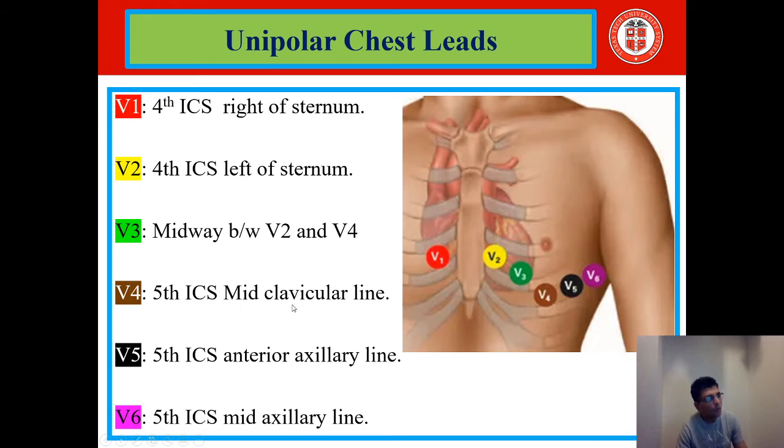Then we will put V4. We will not place V3 before V4. And V4 is in the 5th intercostal space on the mid-clavicular line. This place is pretty similar to the location of the mitral or the bicuspid valve, if you remember from the auscultation of heart sounds. 5th intercostal space, mid-clavicular line, and here you go for lead V4. Now we have V1, V2, and V4, and please put V3 just in the middle of V2 and V4.